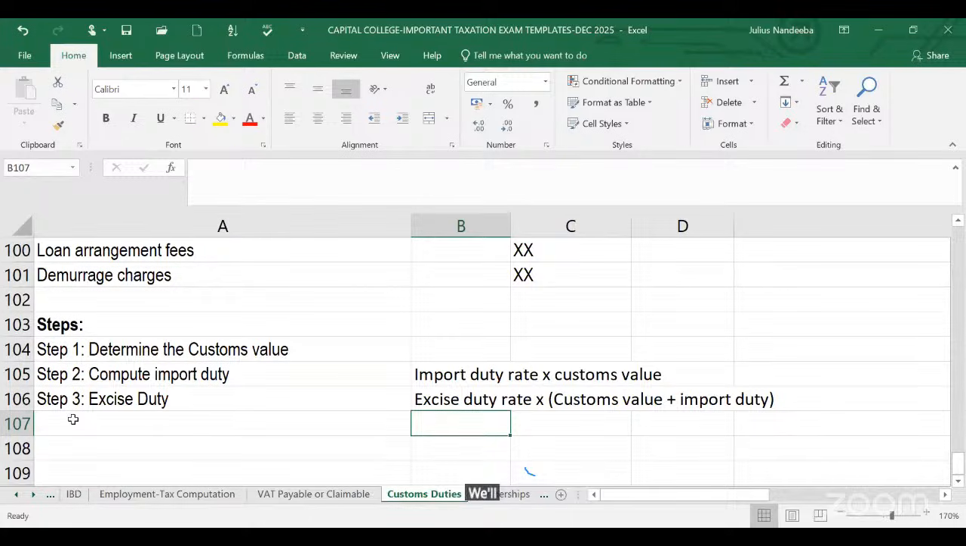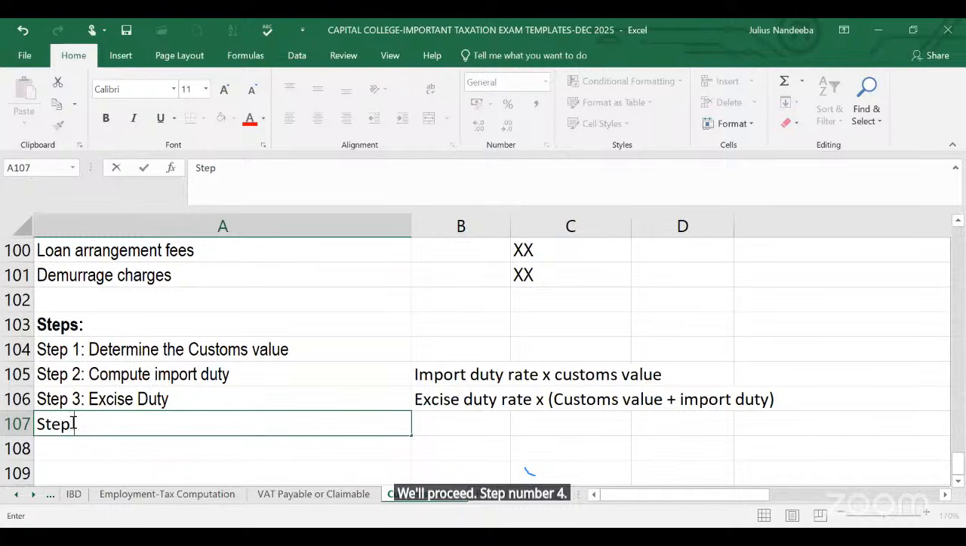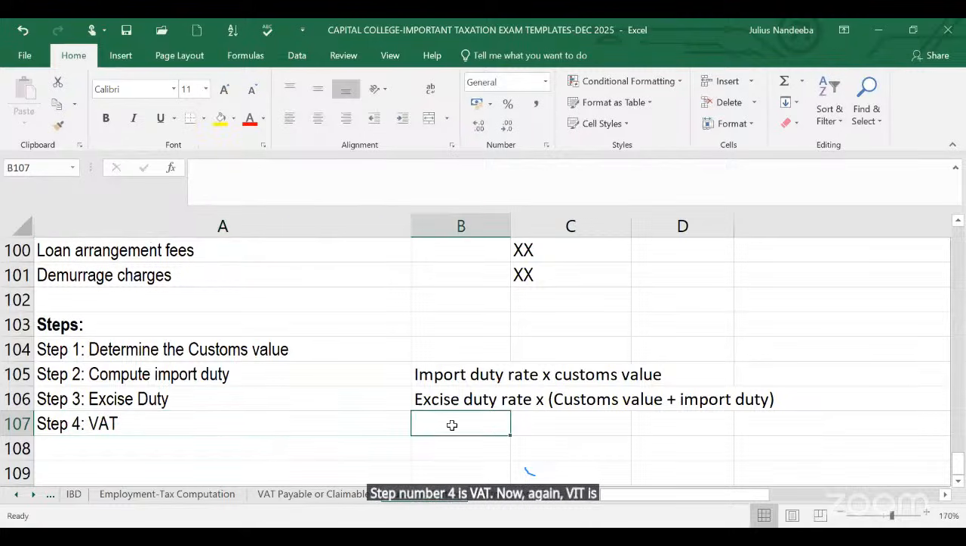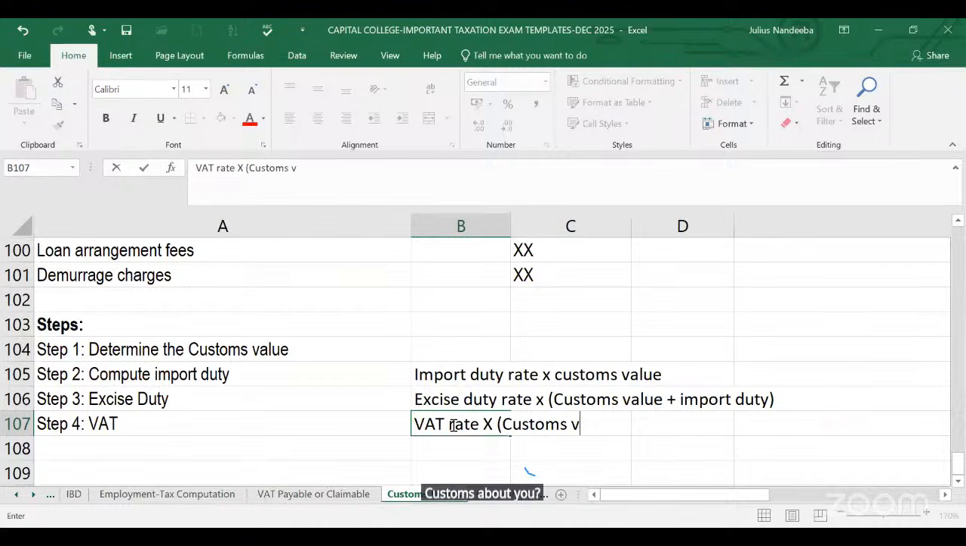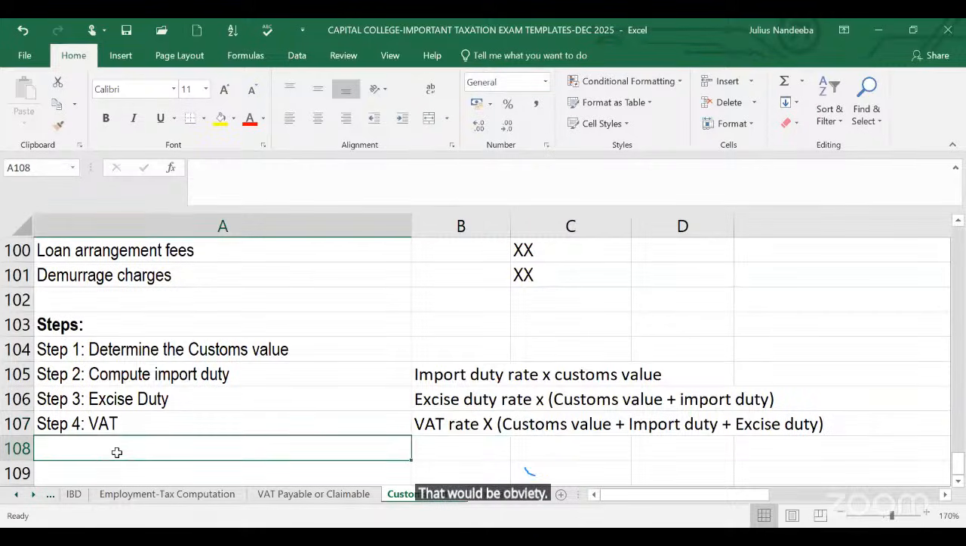We proceed. Step number 4. Step number 4 is VAT. Now again, VAT is also compounded. You get your 18%, which is the VAT rate, times you first compound a number of things. And now you're going to combine the 3 that are up. Customs value plus import duty plus excise duty. That would be your VAT.